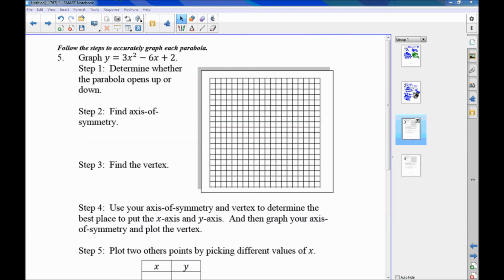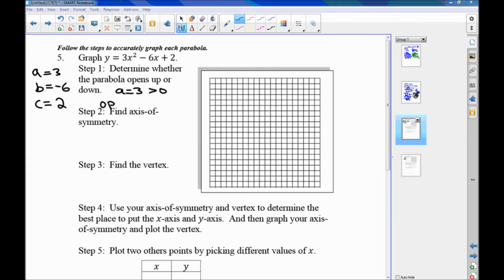All right, on our third page, we're asked to follow the steps to accurately graph each parabola. So number 5, we'll graph y equals 3x squared minus 6x plus 2. Okay, so remember, our a value is 3. That's the quadratic term's coefficient. Our b value is negative 6. That's the linear term's coefficient. And our c value is 2. That's the constant term. So for step 1, determine whether the parabola opens upward or downward. So a, which is equal to 3, is greater than 0.